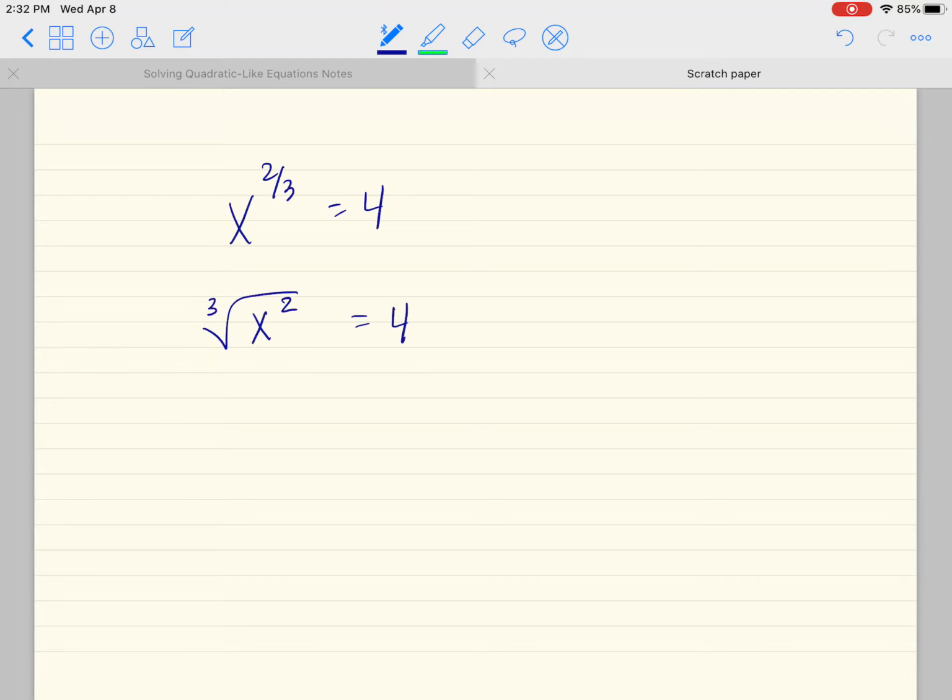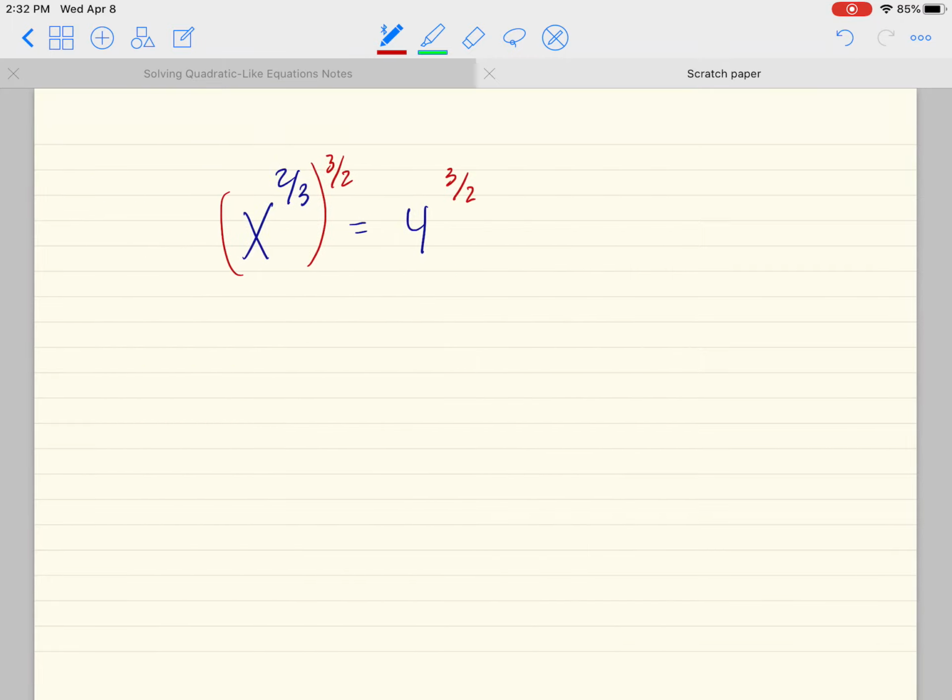So this says if I didn't want to solve it this way, if I have x to the 2/3 power equal to 4, remember, this is the cube root of x squared equal to 4. So I could cube both sides, right? Get rid of that cube root by cubing both sides. That's going to leave me an x squared equal to 64. And now I have to square root both sides, and I have to put in a plus or minus in front of my 8. So two solutions I'm looking for there.